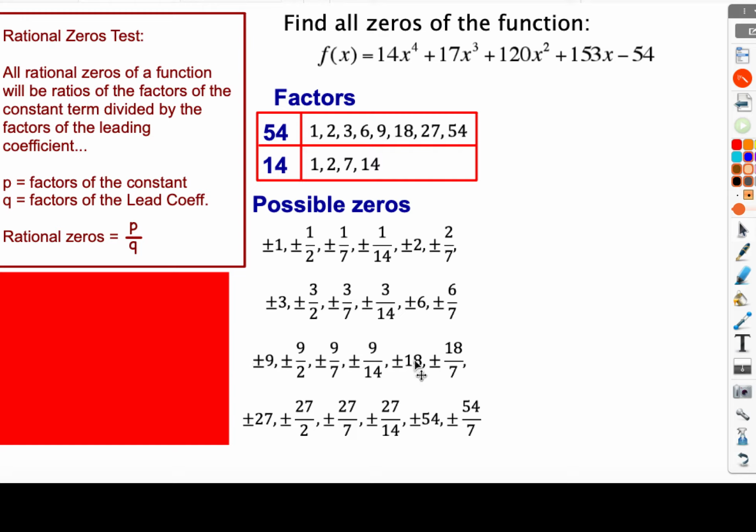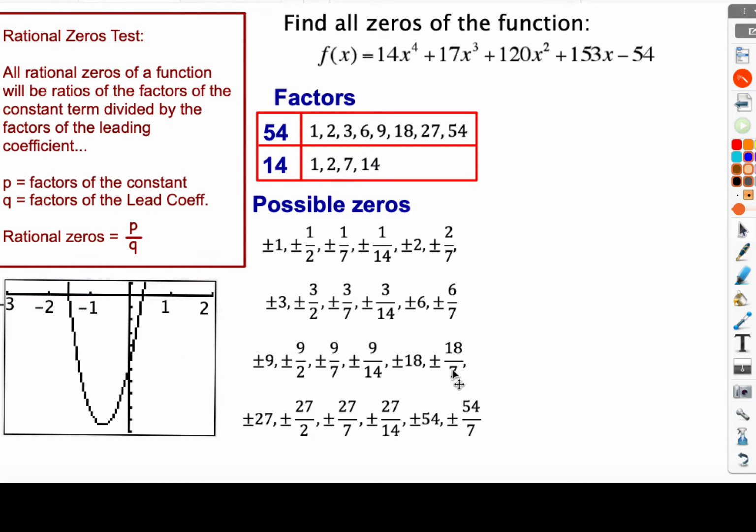And notice all the plus or minuses as well. We don't know if the zeros are going to be positive or negative, so we have to list both of those as well. Now, in the good old days, we would have taken all of those numbers and thrown them into this function and seen which ones come out as zeros. Or we could synthetically divide one by one, seeing which ones come out as zeros. But that is a really long task. So this is where, again, in the modern age, we would take advantage of our calculator.